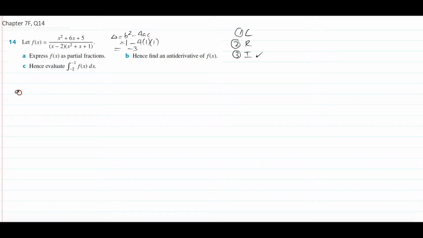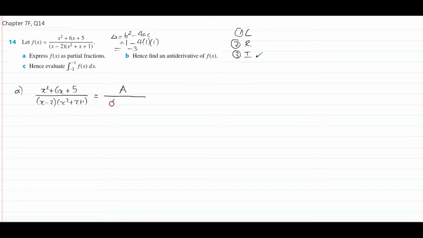So let's get into answering the question. Part A, express f(x) as partial fractions. So technically, that's pretty much what we're going to do anyway, regardless. Cool. So how would you apply the irreducible partial fraction? If you want to do this, apply the formula.